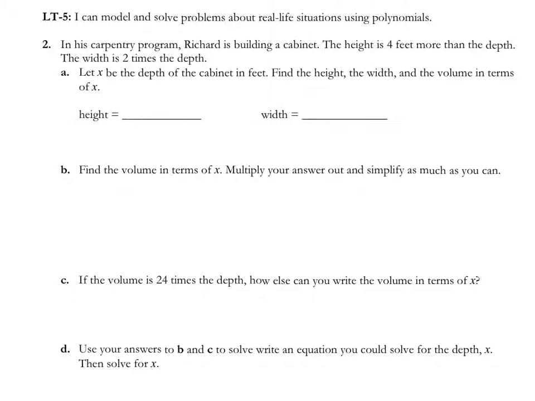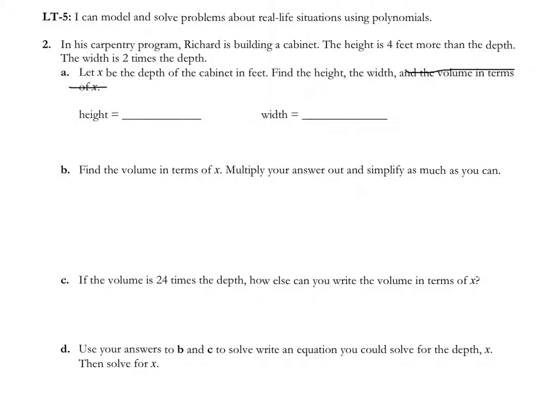So the information we're given is that the height of the cabinet is 4 feet more than the depth, and the width is 2 times the depth. X, we're told, is the depth of the cabinet in feet. And for this first part, we want to find the height, the width, and the volume in terms of X. And actually, I realized that I asked for the volume in part B, so let's just ignore that part where it asks us for the volume. We'll ignore that for now.